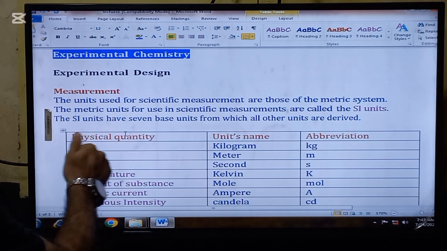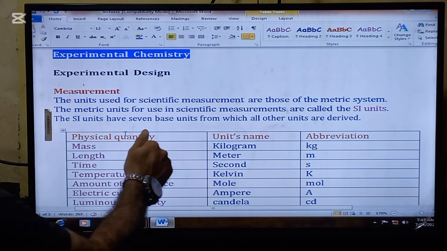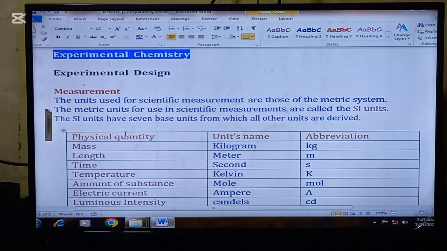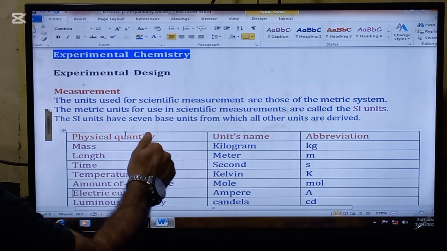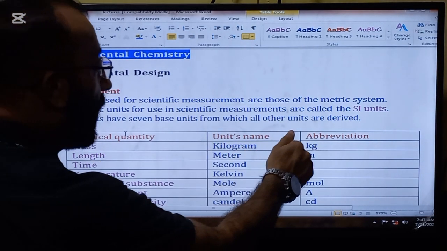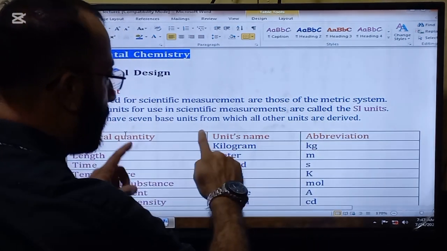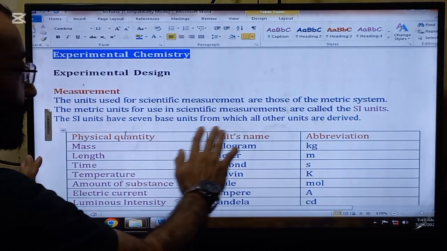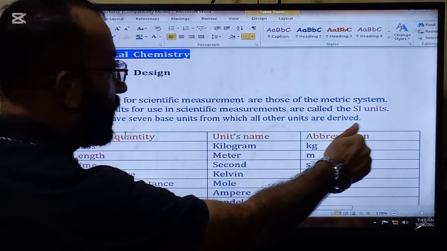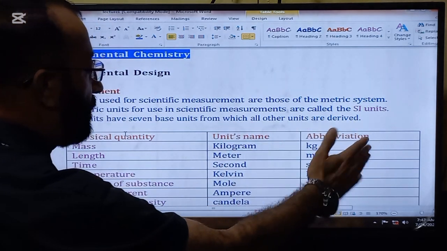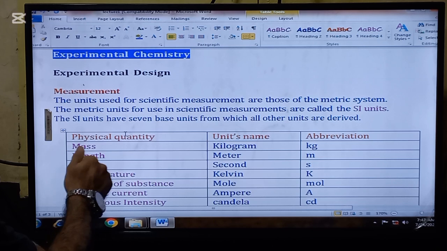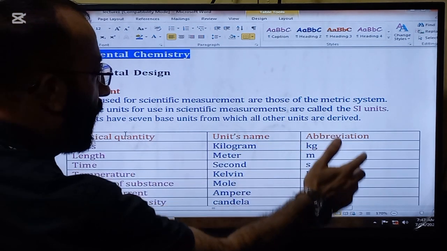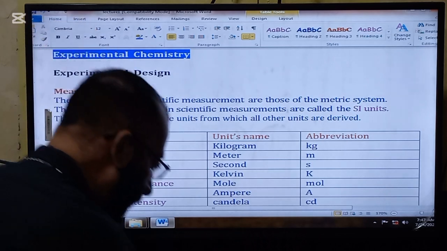So, measurements. The units used for scientific measurement are those of the metric system. The metric units for use in scientific measurements are called the SI units. Point to be noted: this is the definition of the SI unit. The SI units have 7 base units from which all other units are derived. And here are the 7 base units.